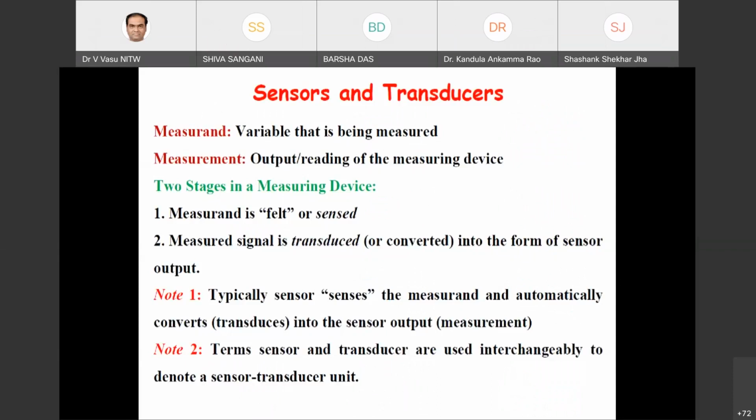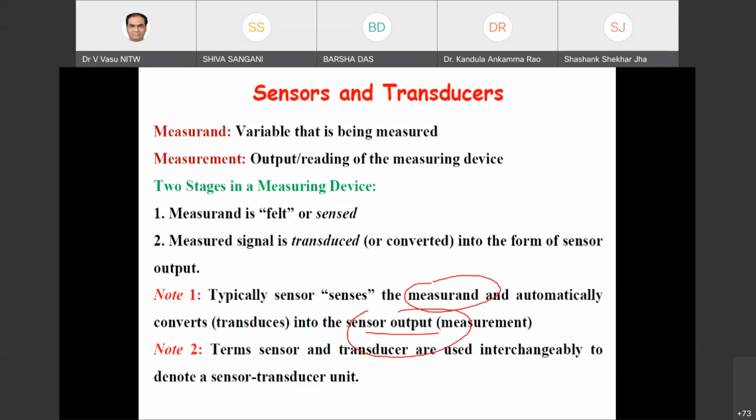Typically, a sensor senses the measurement and automatically converts it into a sensor output, whereas the terms sensor and transducer are used interchangeably to denote the sensor and transducer unit. The main purpose of this sensor is to convert the measurand, that is the parameter which you are going to measure, into a measured value. That is the major purpose of this particular sensor.